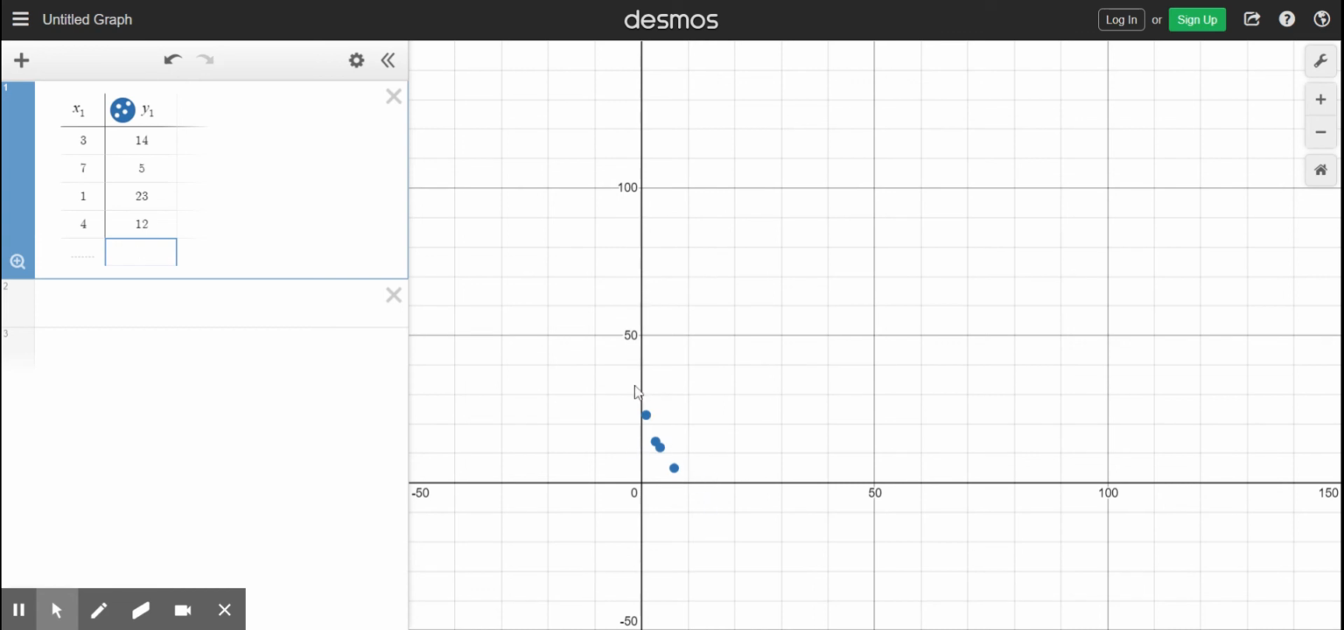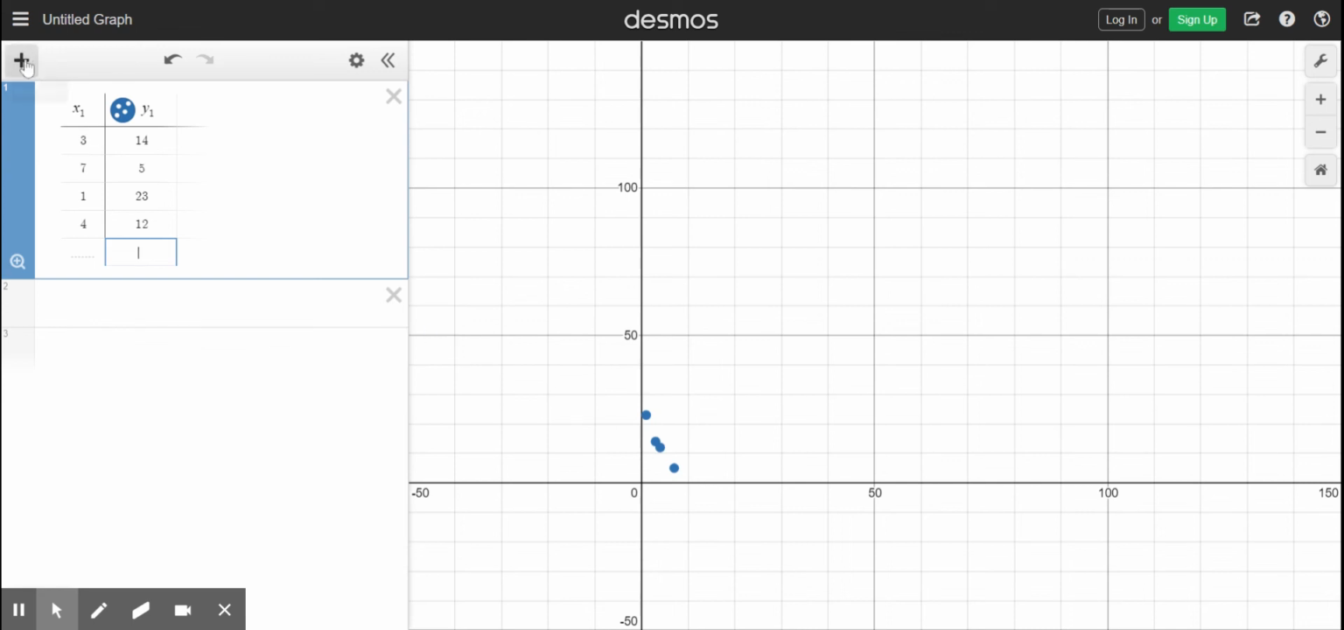It looks like it has a negative trend, meaning it's going down, it's decreasing, right? As the X gets bigger, the Y is decreasing. But how do we do a linear regression? We want to run a linear regression on this because we want to find the line of best fit. We don't want to just find it by hand. We want to use technology to find it, okay?